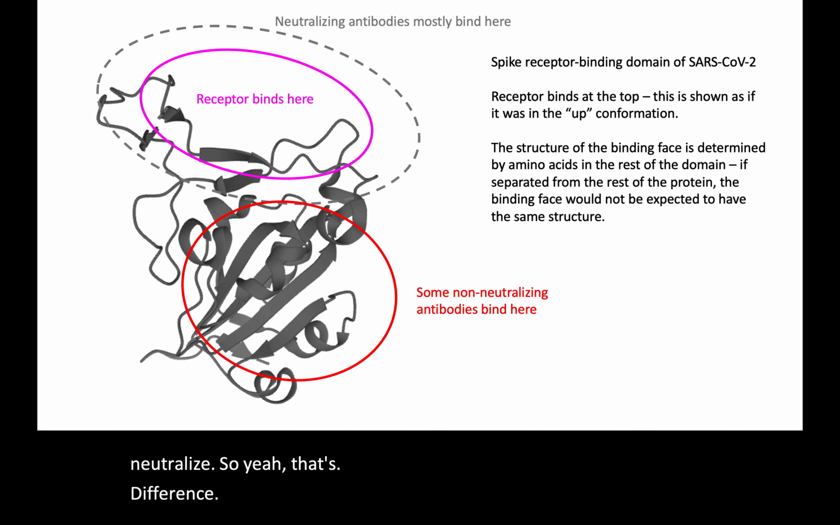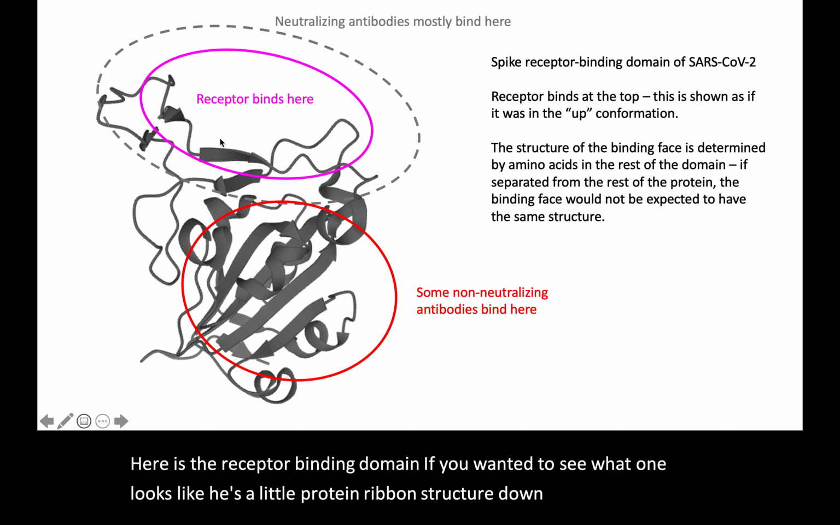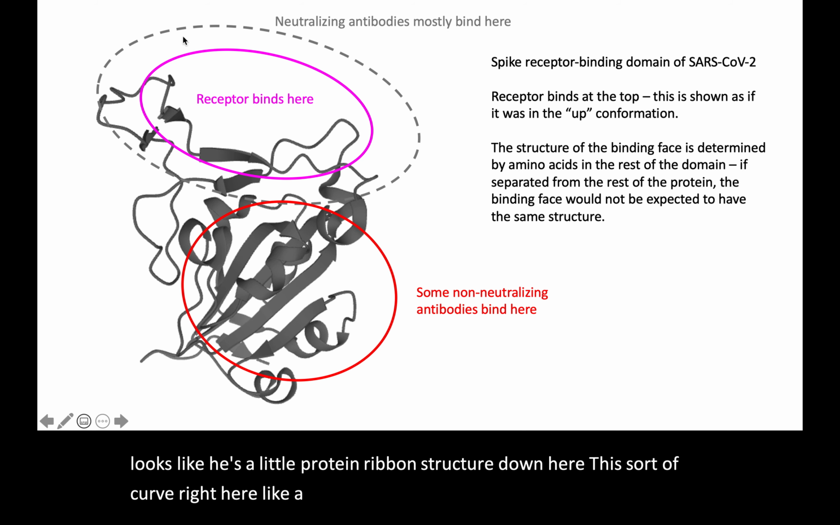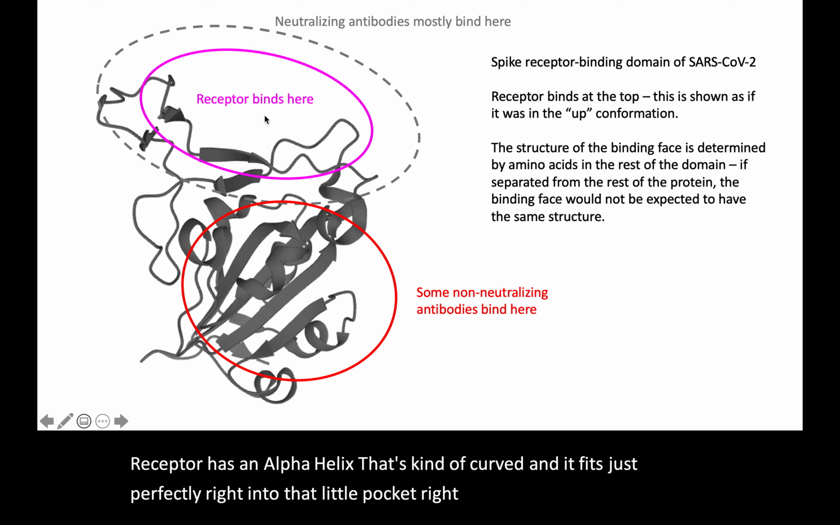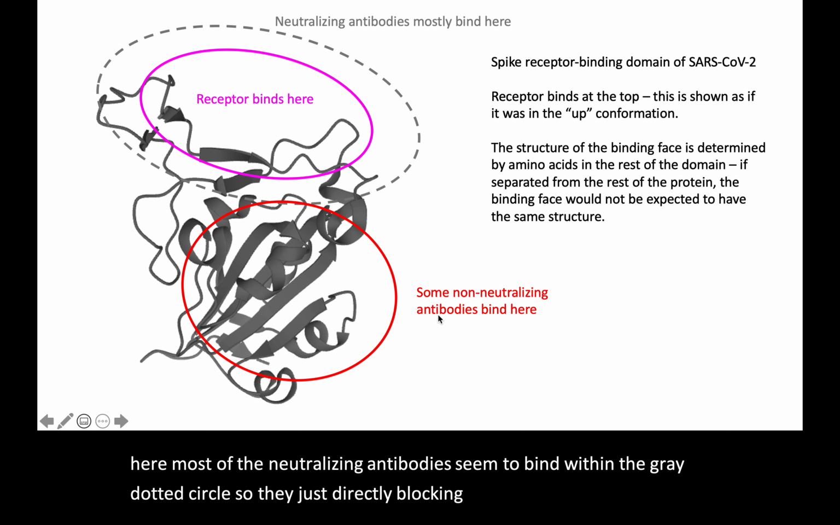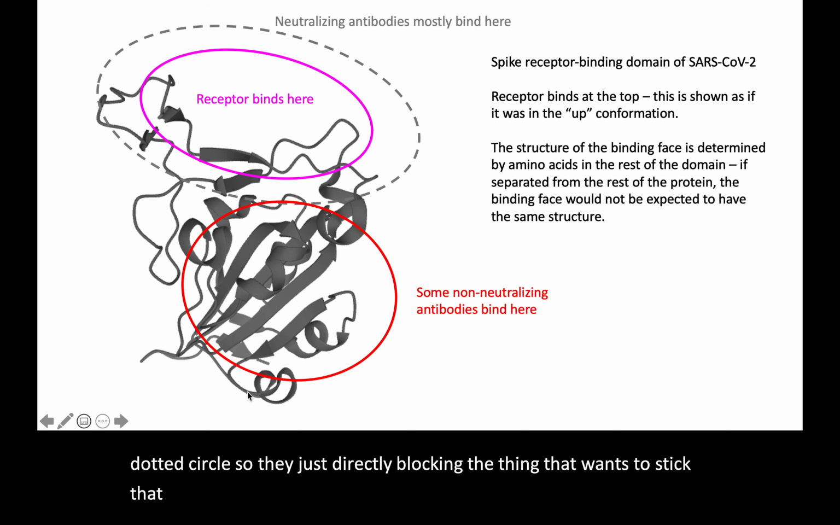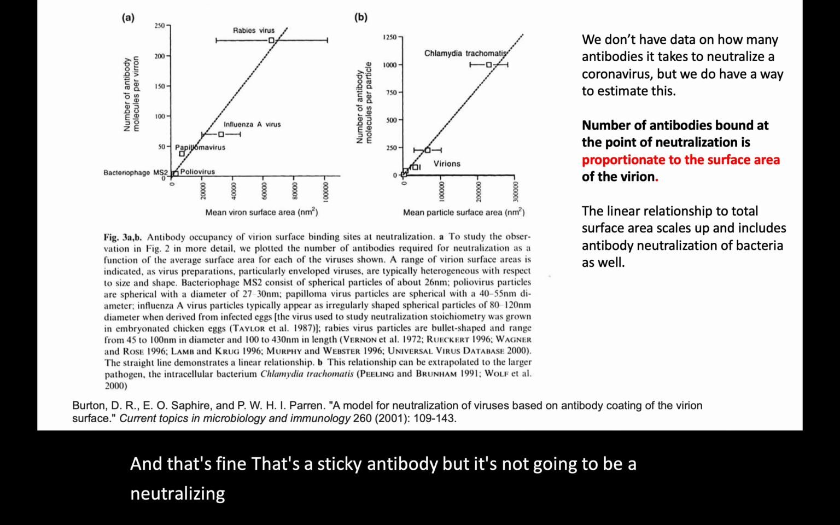Here is the receptor binding domain if you wanted to see what one looks like. Here's a little protein ribbon structure down here. This sort of curve right here, like a smile, is right where it binds to the receptor. The receptor has an alpha helix that's kind of curved, and it fits just perfectly into that little pocket right there. So the receptor binds here. Most of the neutralizing antibodies seem to bind within the gray dotted circle, so they're just directly blocking the thing that wants to stick. That antibody that didn't neutralize, and a couple others that don't neutralize, sometimes bind to the side of the receptor binding domain or to the bottom of it. And that's fine. That's a sticky antibody, but it's not going to be a neutralizing antibody, most likely, down there.